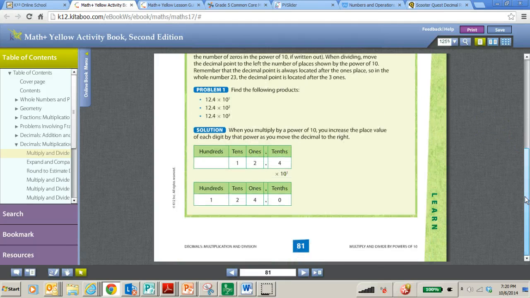It's important to talk about the value of digits and how the value of a digit changes based on its place within a number. Here we have a 1, 2, and a 4, and a 1, 2, and 4, but the value of these digits is very different. The 1 here is in the tens, the 1 here is in the hundreds. We multiplied this number, 12 and 4 tenths, by 10 and made it 10 times bigger, and you can see that we moved the decimal over and shifted everything. So we shifted everything to the left. When we multiply, we move to the left.